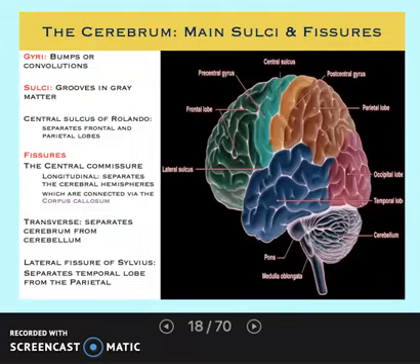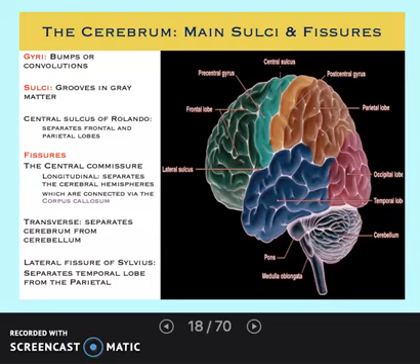So once again, the gyri are the bumps, the sulci are the grooves, and the sulci and gyri are what helps us identify the different lobes of the brain. So the central sulcus, or sulcus of Rolando, separates the frontal and parietal lobes. It's also where we find the motor and sensory cortexes.